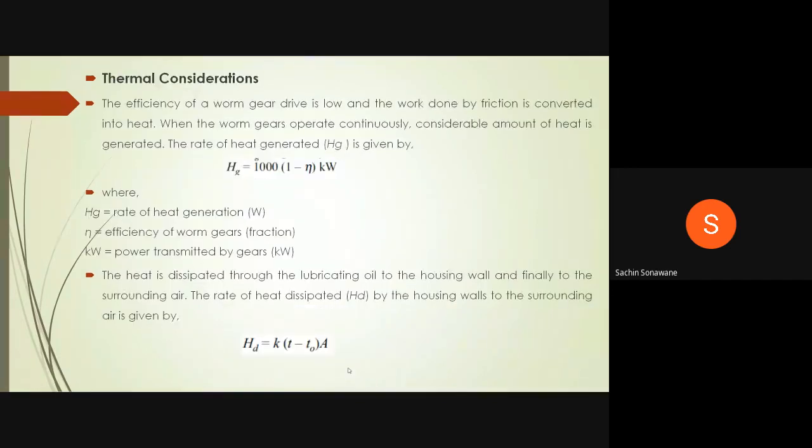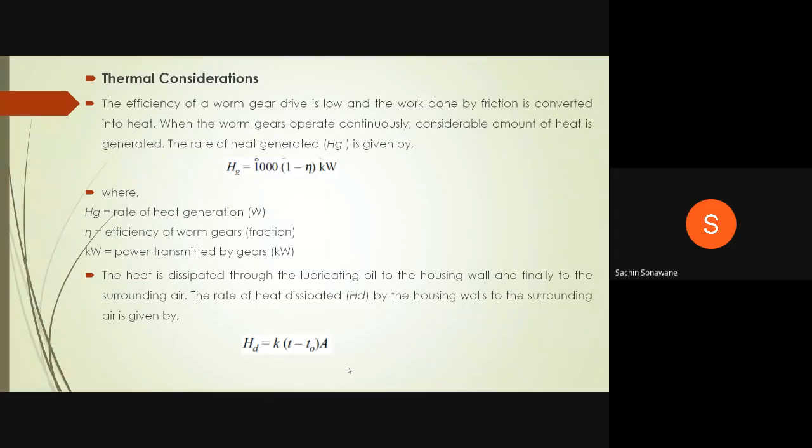Now the last theory point, thermal considerations. The efficiency of a worm gear drive is low and the work done by friction is converted into heat. When the worm gears operate continuously, a considerable amount of heat is generated. The rate of heat generated Hg is given by Hg is equal to 1000 into 1 minus eta into kilowatt, where Hg is the rate of heat generation in watt, eta is the efficiency of worm gears in fraction, meaning less than 1, and kilowatt is the power transmitted by gears in kilowatt.